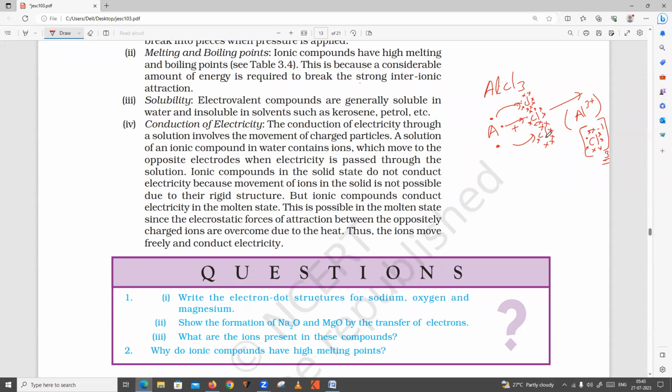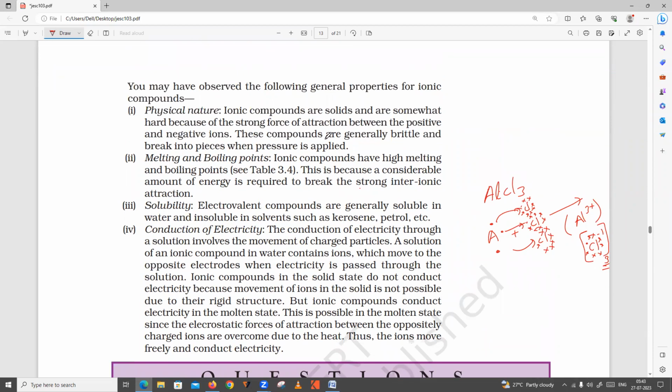So the bond formed by donating electrons and accepting electrons is called what? What bond will form? Everybody, it will form the ionic bond. Okay. So now, what is this ionic bond? What are the properties of this ionic bond? Let us discuss the characteristics of ionic bonds, as it is very important.